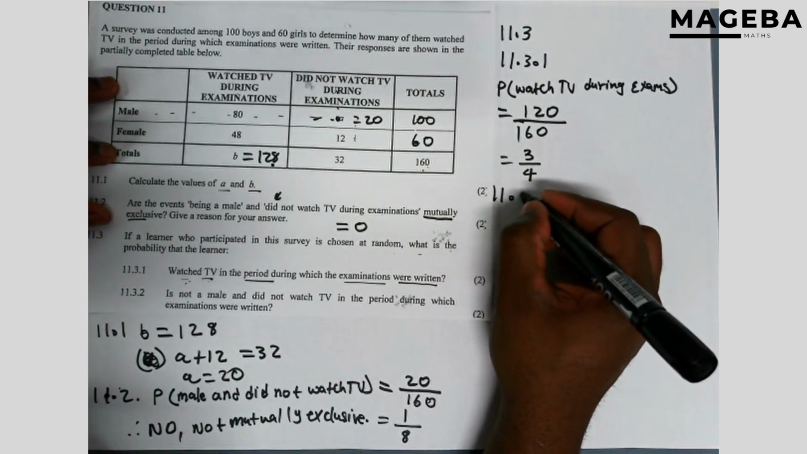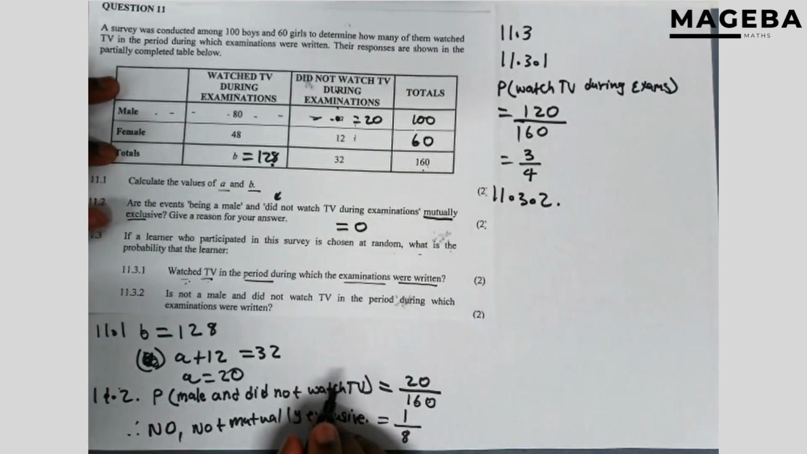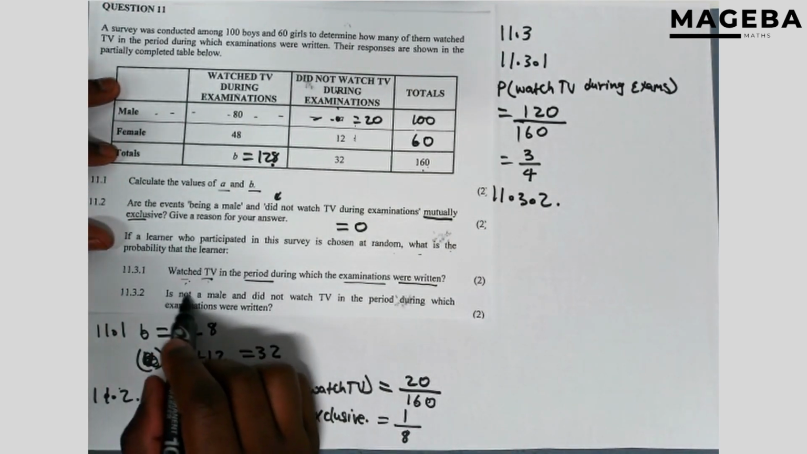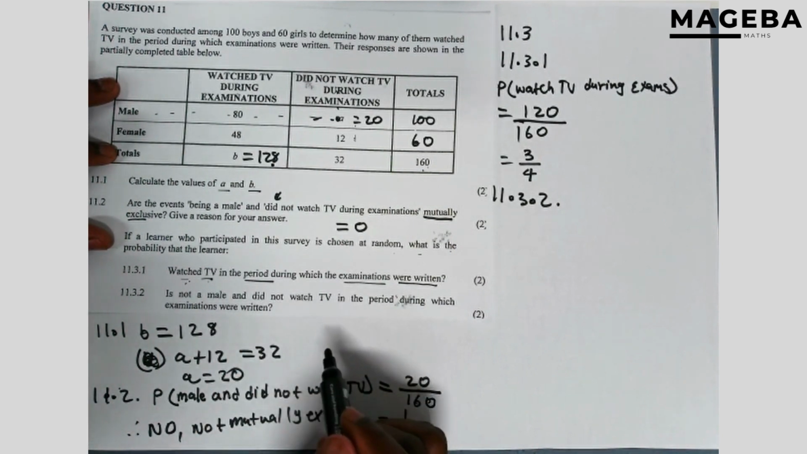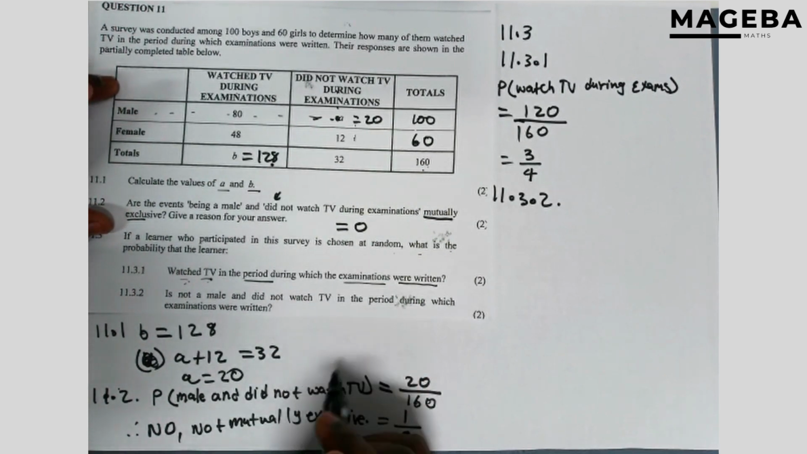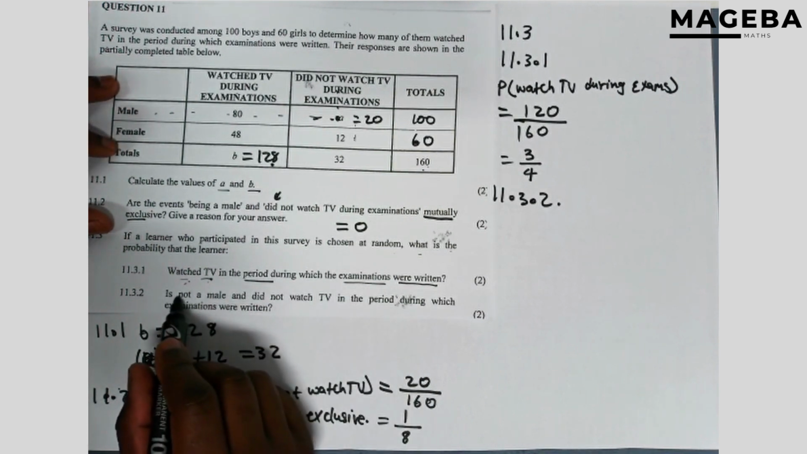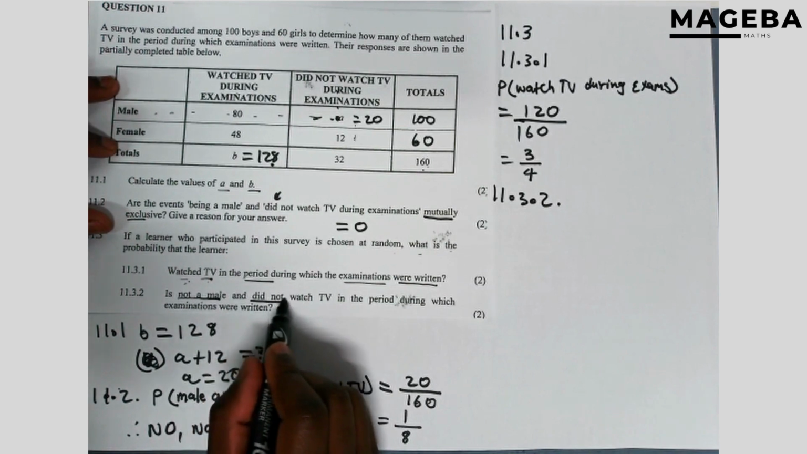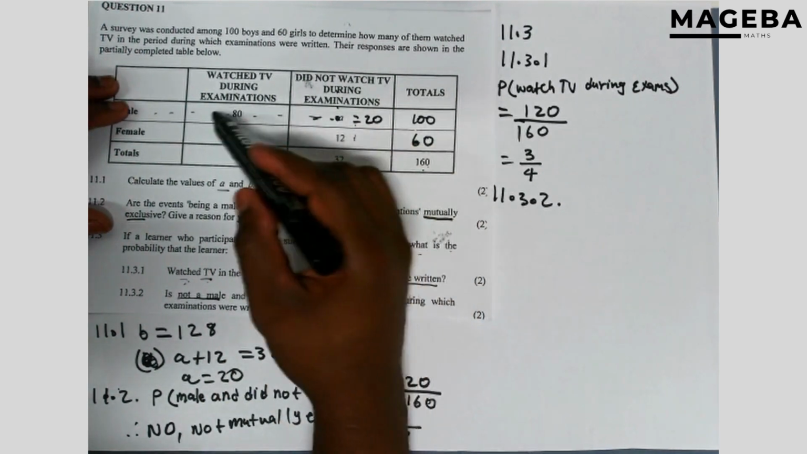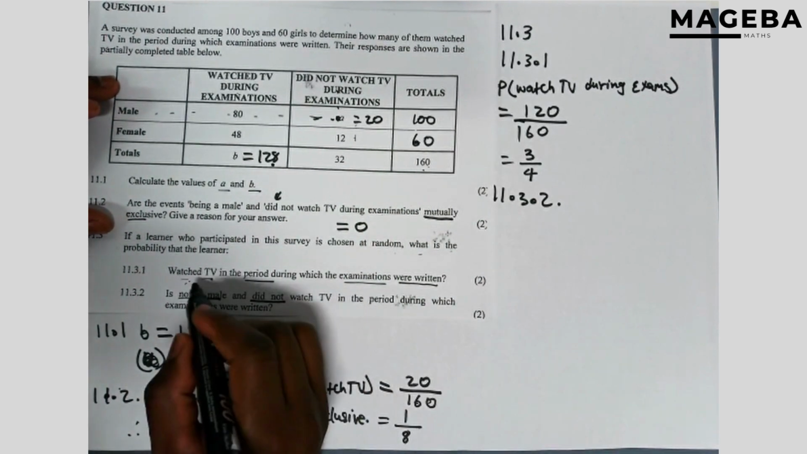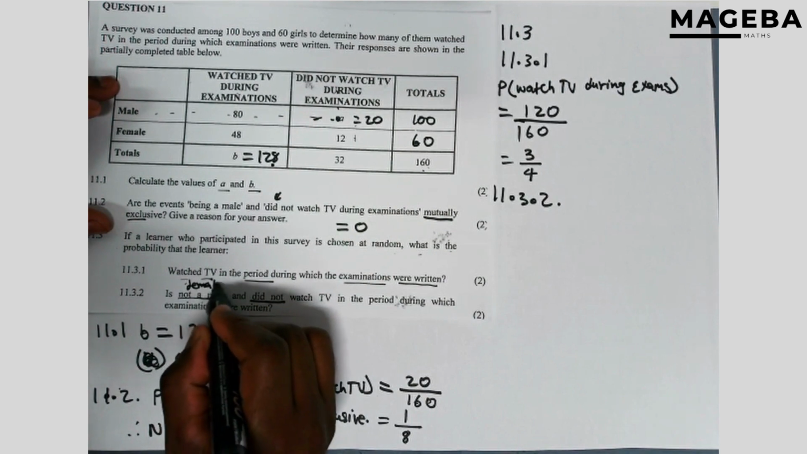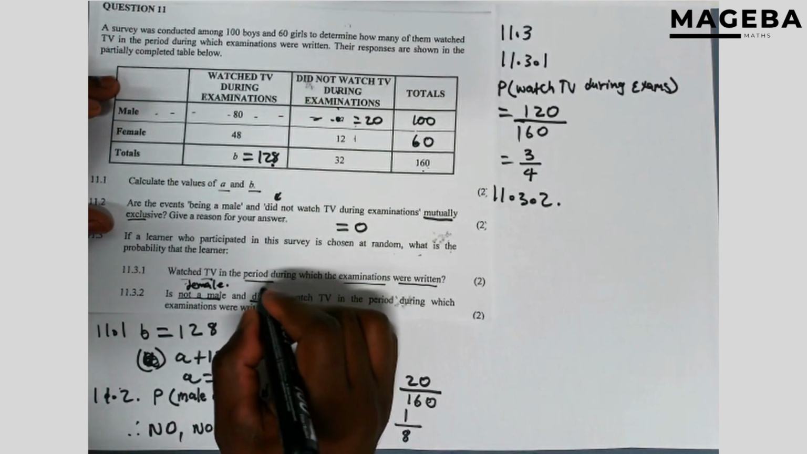And let's go to 11.3.2. Now they are telling us, is not a male and did not watch TV. Because the only options that we have here are either a male or a female. It's not a male and it did not watch television, meaning that they want the opposite. They want it to be a female, and they want her to watch television.